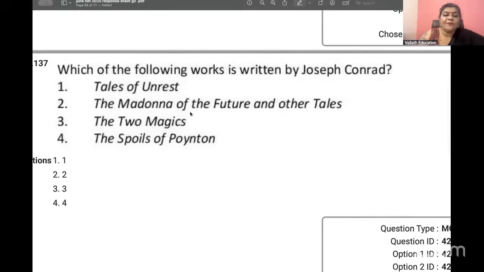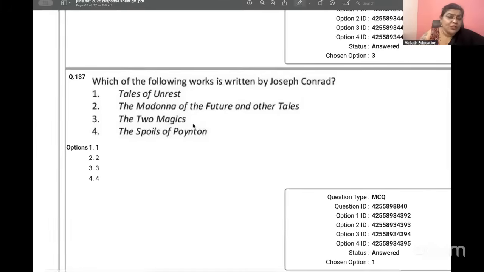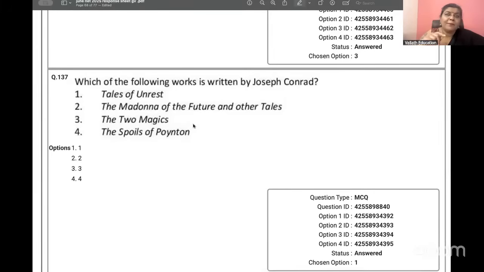This one, only if you study, you know. In Joseph Conrad bibliography in Wikipedia, under short stories, this is the first one, Tales of Unrest. So, sure shot authors, please read in detail. From Wikipedia, from the bibliography, just look at in detail, sure shot authors.